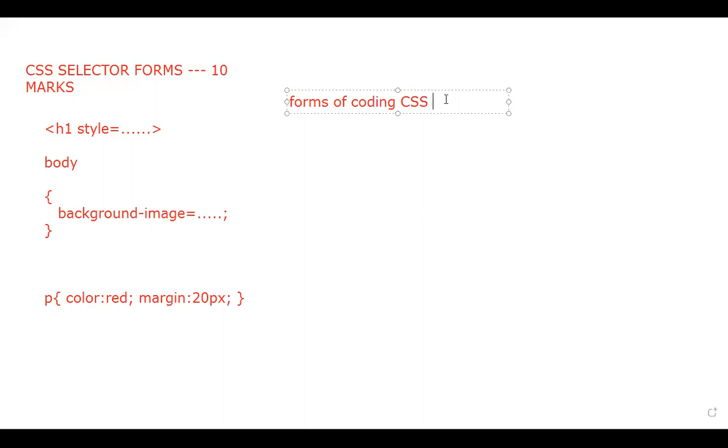Okay. See, forms of coding CSS. There are 5 different forms. We will see those forms one by one. I will directly go to the code and there I will start explaining what the different forms are. In notes also I will share that. I will share the notes in 2-3 days.